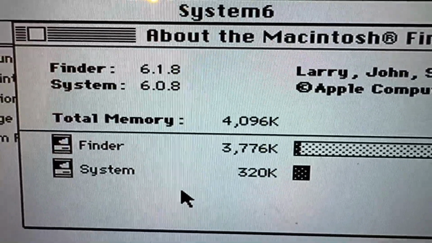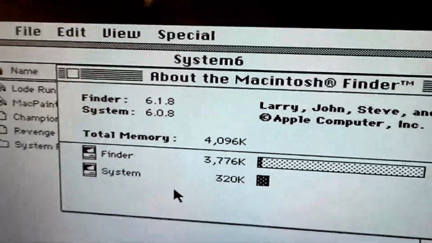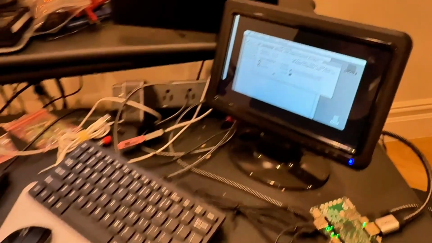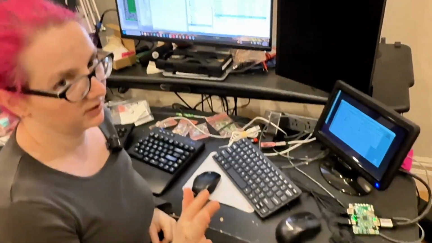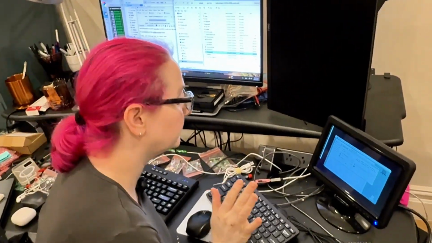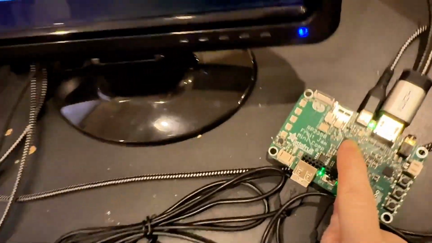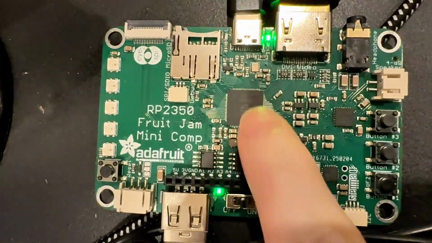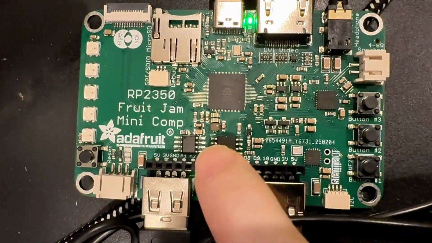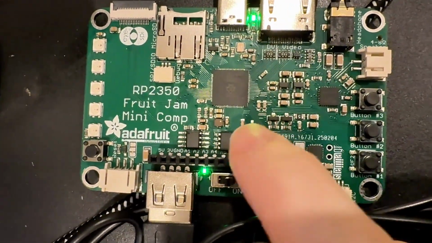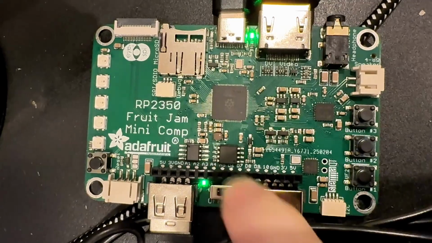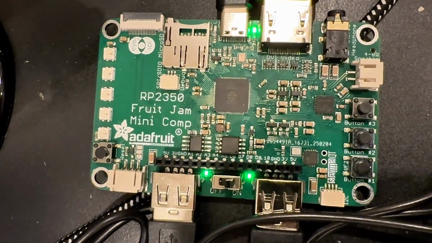All right, Lady Ada, what is this? Okay, this is System 6. Now, I'll tell you, System 7.1 was the best of all the Mac OS systems, but System 6 wasn't too bad. This is running not on a Mac 68000 or Mac Plus. This is running on the Fruit Jam board RP2350 chip, and it's got 4 megabytes of RAM, if you remember. That's because we have PSRAM working. Jepler got that working today.